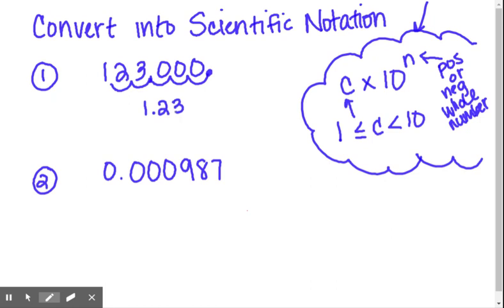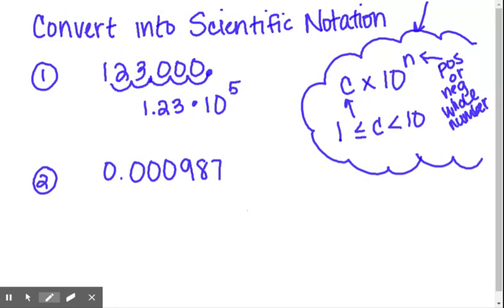But remember, we're converting a number into scientific notation. We're not changing its value. So to compensate for moving the decimal, we have to multiply by 10 to a power. And to do that, we just multiply by 10 to the power of how many decimal places we moved. So we moved 1, 2, 3, 4, 5 places. So 123,000 is the exact same number as 1.23 times 10 to the fifth.